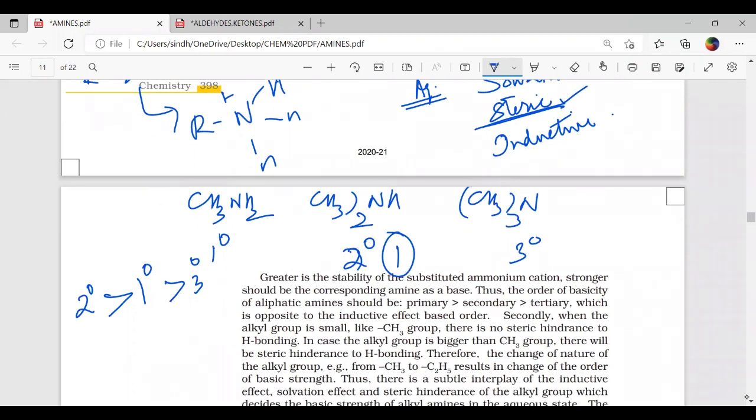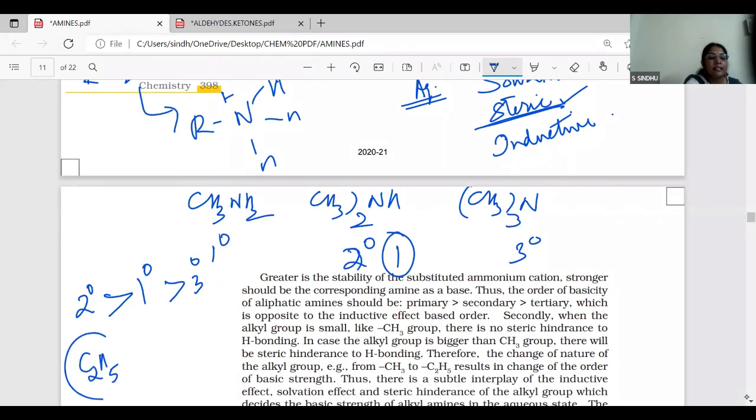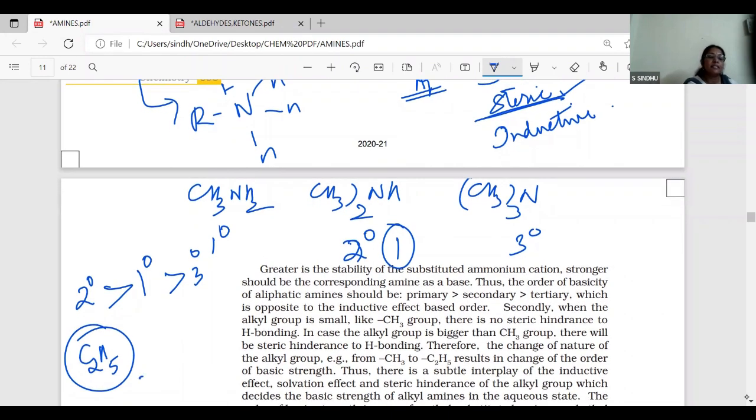Whereas when it comes to ethyl substituted or any other higher alkyl amines, again, balancing both steric, solvation effect and inductive effect, it's again secondary which is higher. But when it comes to primary and tertiary in the case of higher alkyl substituted amines, inductive effect dominates over hydrogen bonding. Yes or no? So it'll be tertiary 3 followed by 1. So ethyl and higher amines, always 2, 3, 1. Whereas methyl amines, it'll be 2, 1, 3.